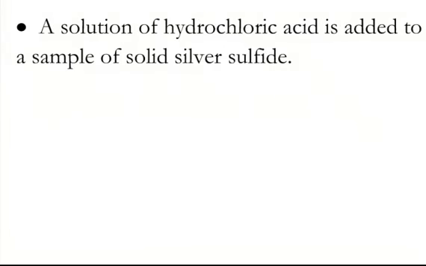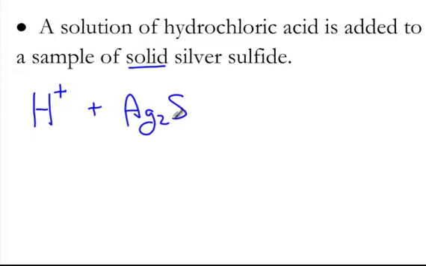Our next reaction is a solution of hydrochloric acid is added to a sample of solid silver sulfide. Another acid-base reaction. Hydrochloric acid is a strong acid, so I'm going to put H+, since it dissociates completely. If you see the word solid, that means I can't split up silver sulfide. Silver sulfide will go together, which will be Ag2S from doing the crisscross there. Again, the acid gives away the H+, and we end up getting H2S.